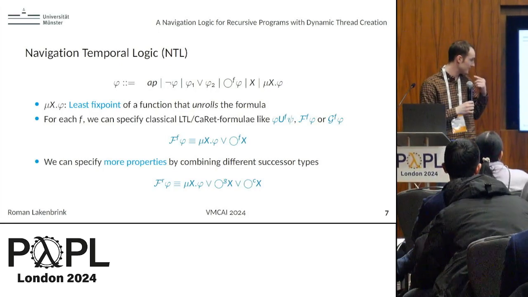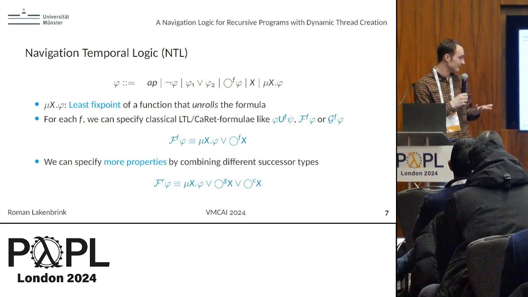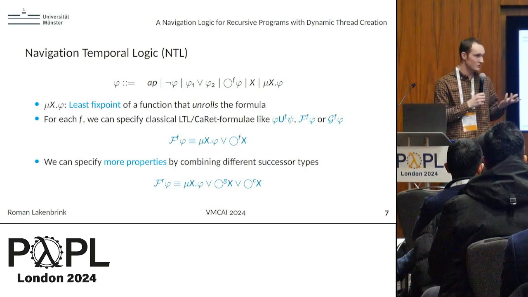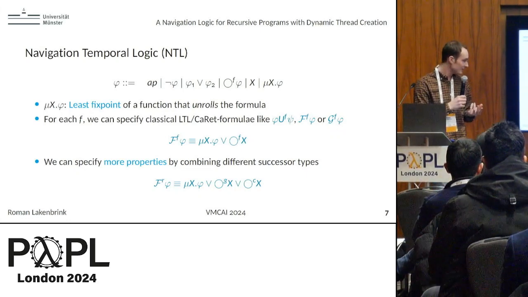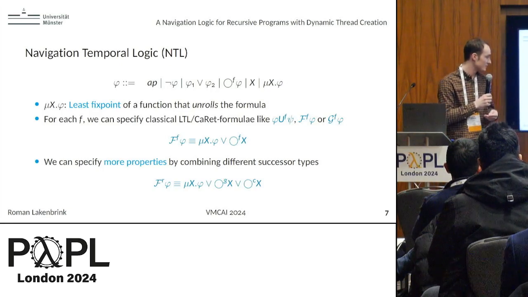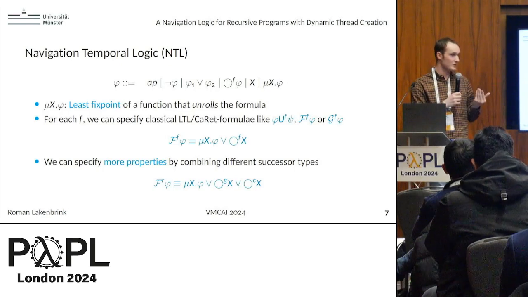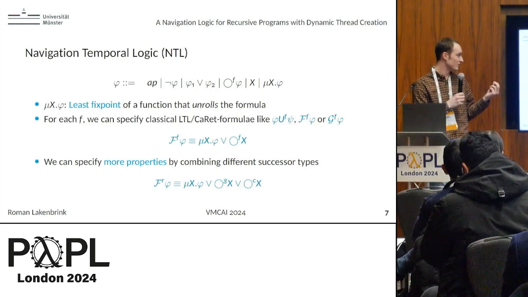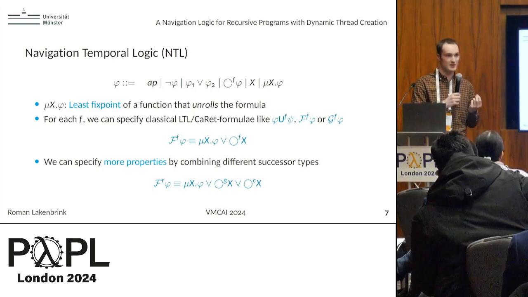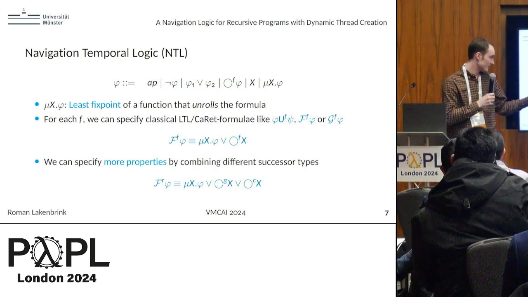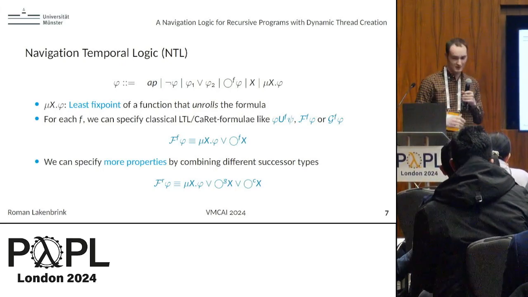It specifies a very reasonable requirement here, namely that the property phi should hold in an arbitrary node in the graph. And here we need two different successor types to express this, because in order to reach all nodes of the graph from the initial node, we need to move forward both inside of the current thread, but we also need to move to new threads when they are spawned. So that's why we have two different successor types here.